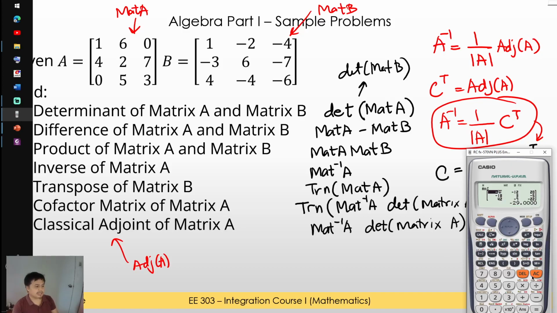And then for the classical adjoint, we have shift, basic muna, no? Shift matrix, and then we have matrix A inverse. I think we can utilize this previous one. We just have to delete this transpose, no? So I always delete this transpose. So the adjoint matrix is this one. Okay, so it is that simple.